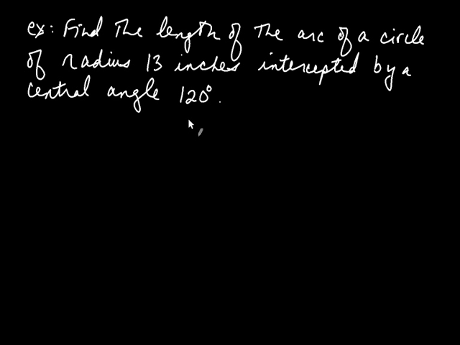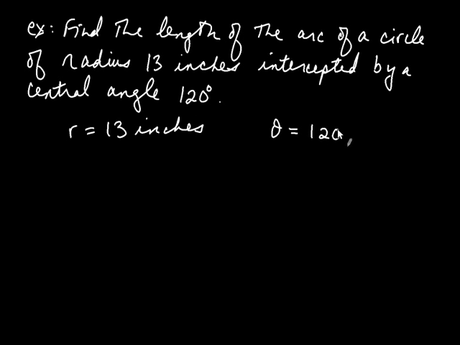So find the length of the arc. Okay, so we're looking for arc length, S, of a circle of radius 13 inches intercepted by a central angle of 120 degrees. And so right away I note that we're given the radius. Let's write that down: R is 13 inches. And we're also given the angle, right? The angle theta is 120 degrees.